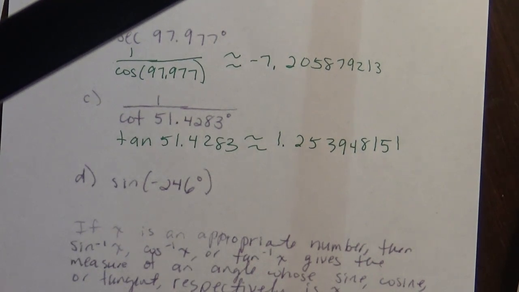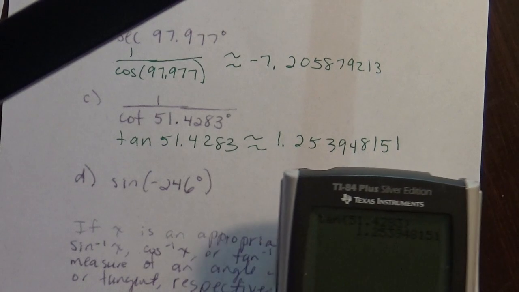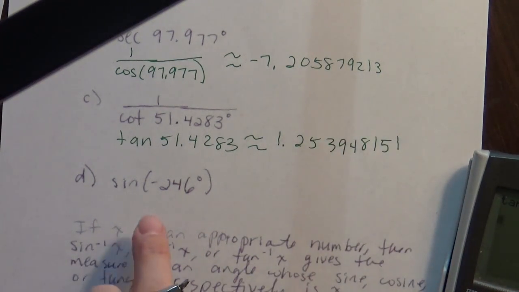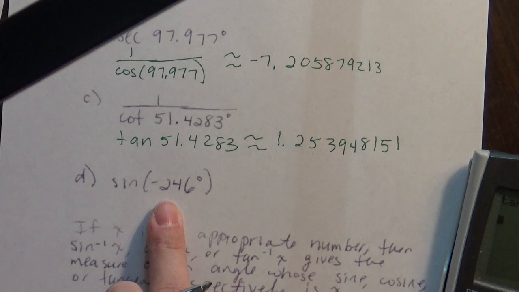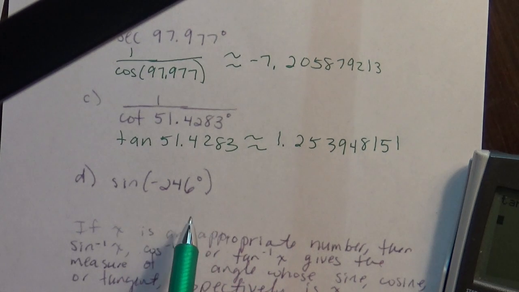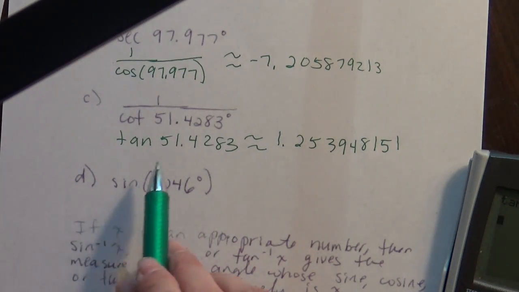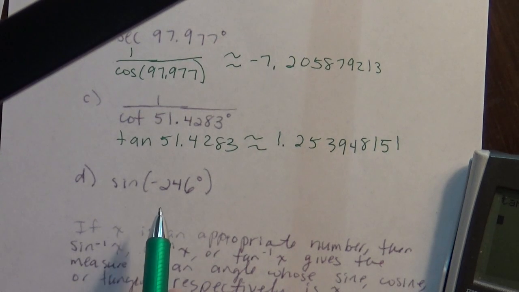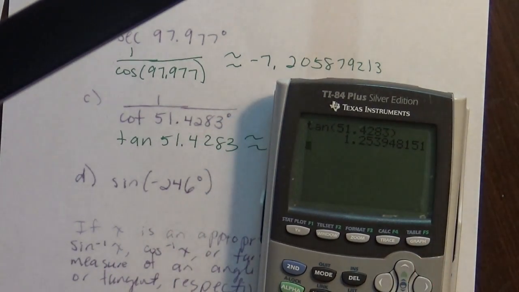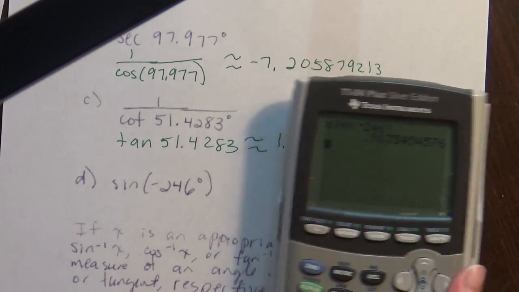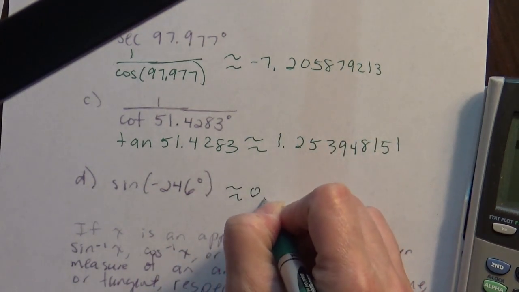Part D, sine of negative 246 degrees. Nothing to worry about here. Remember, the only thing that the negative in front of the 246 means is that if you were to draw this, you'd go in the clockwise direction, this way around. But as far as the computation, there's not really anything you have to be mindful of when you type this in. You're just going to say sine of negative 246, and that gives us 0.9135454576.